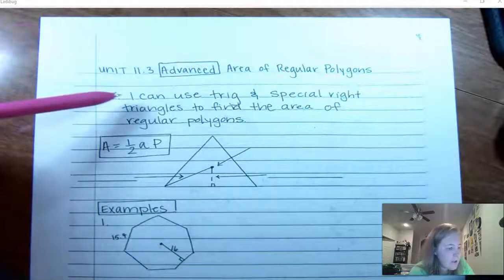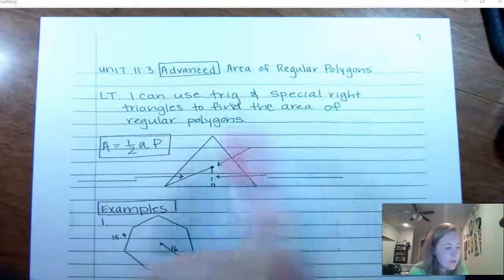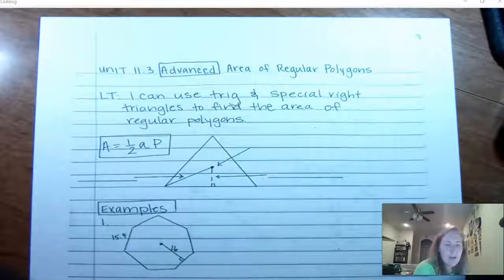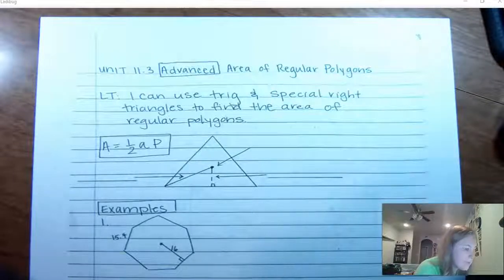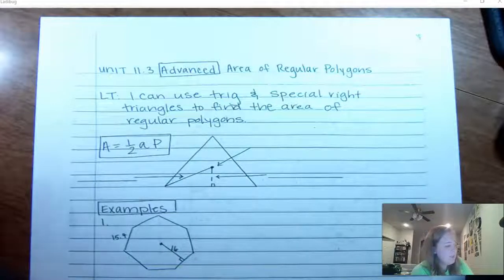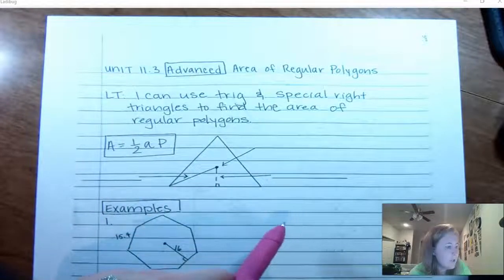If you notice this learning target today, we talk about how we can use trig and special right triangles to find the area of regular polygons. So this is actually stuff that we learned back in Unit 7 and Unit 8, and it's coming back around again. If you remember those units, this section is going to be a lot easier for you. There's two main vocabulary words that we need to talk about first. And we're going to label them right here on this equilateral triangle.